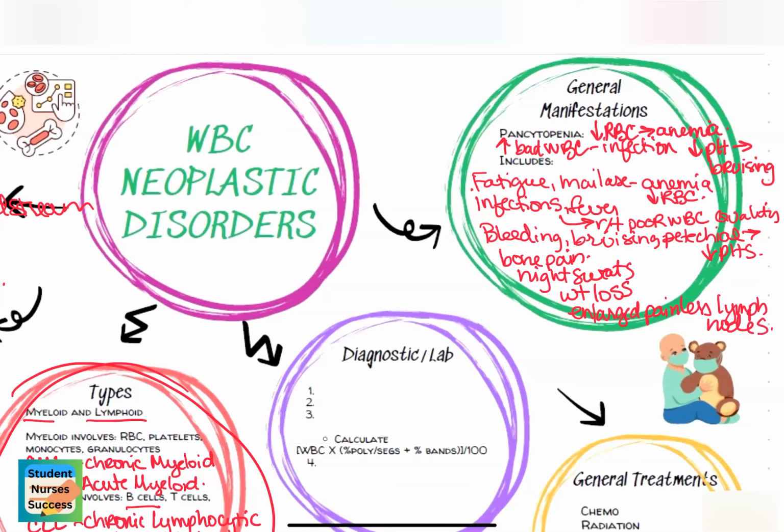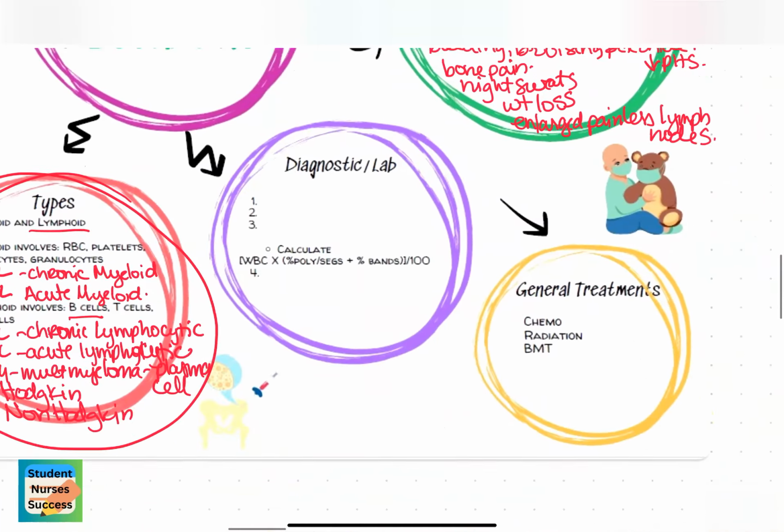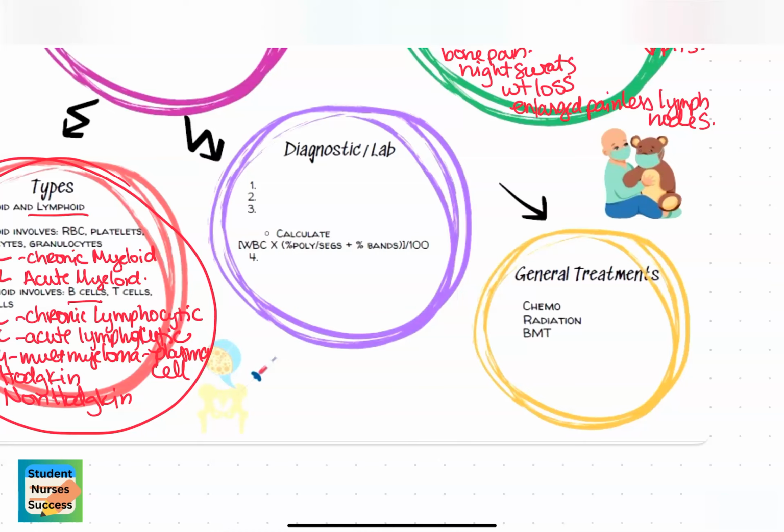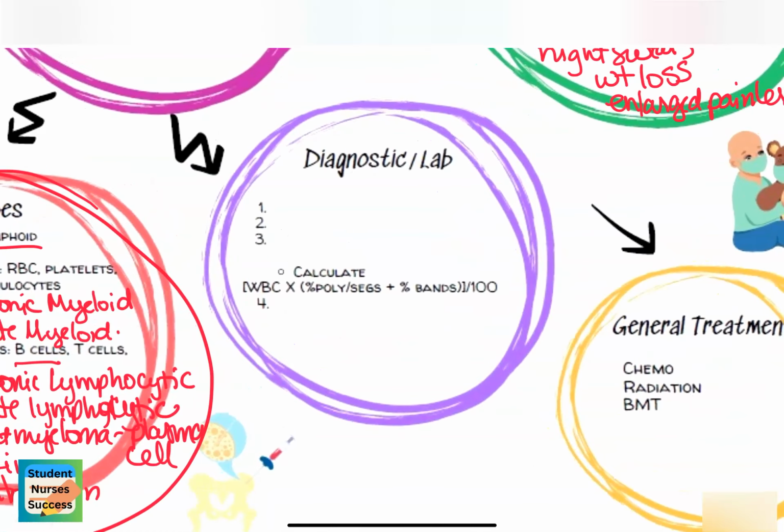Now, these general manifestations you're probably going to see in most all of these 7 types of white blood cell disorders that we're going to cover. Next, let's talk about diagnostic or lab tests. These are going to be altered in leukemia and lymphomas. So the first thing you're going to probably see is the CBC with differential is going to be off. It's not going to be normal.